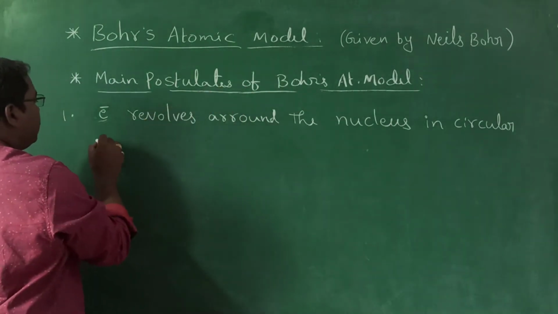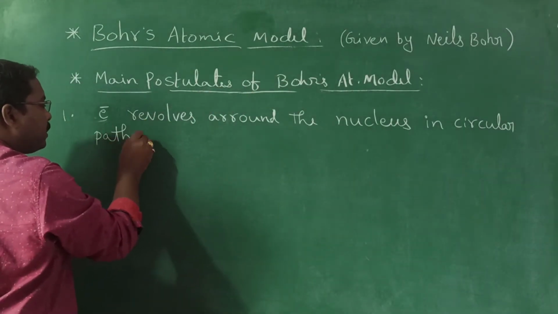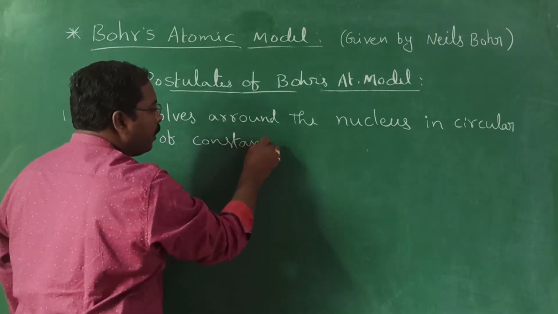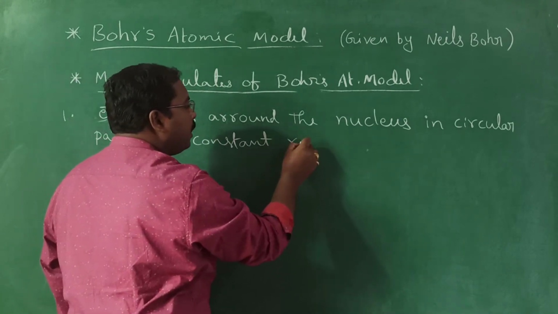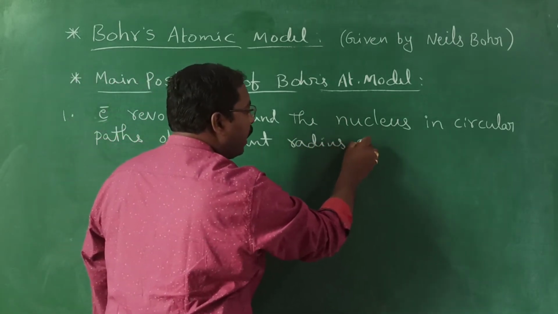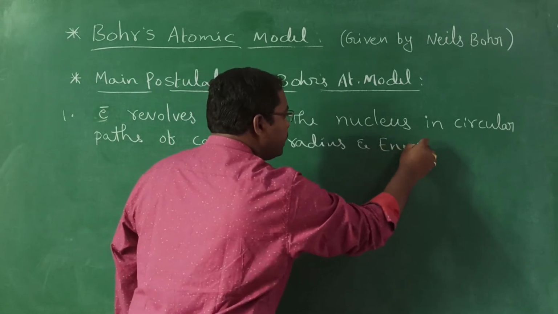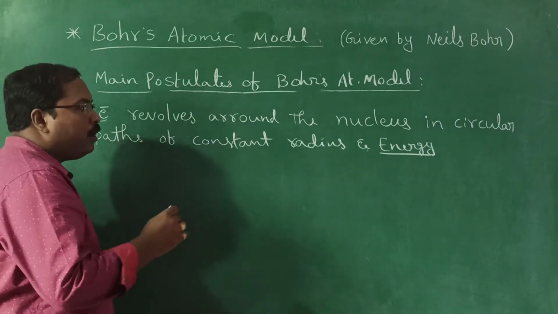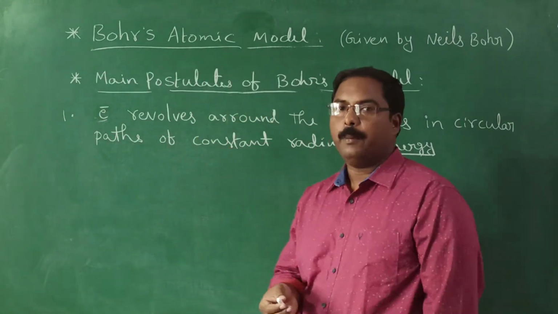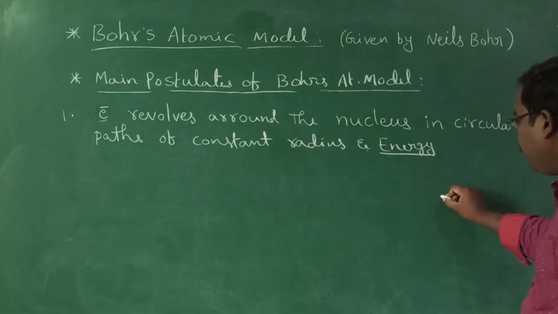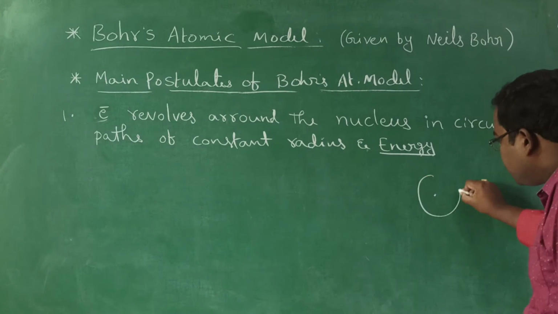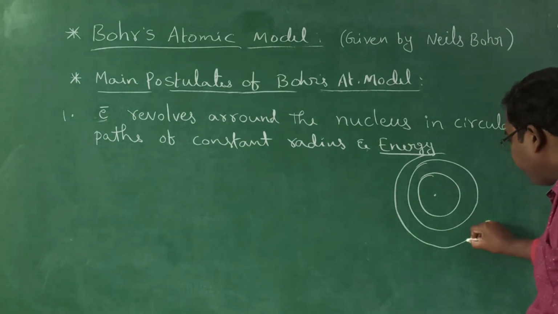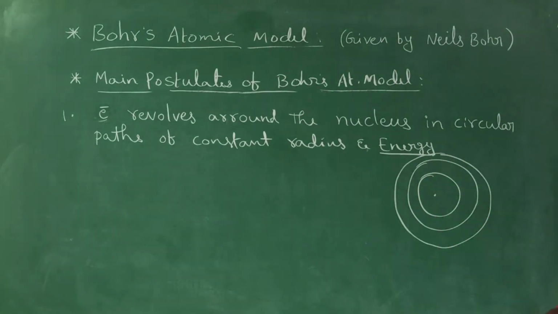Electron revolves around the nucleus in circular paths of constant, or fixed, radius and energy. So this is the main postulate given by Bohr to overcome the drawback. How did he overcome the drawback? According to him, around the nucleus, the electron revolves in circular paths. That was already given by Rutherford also.